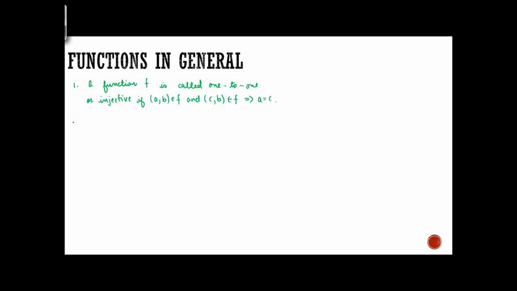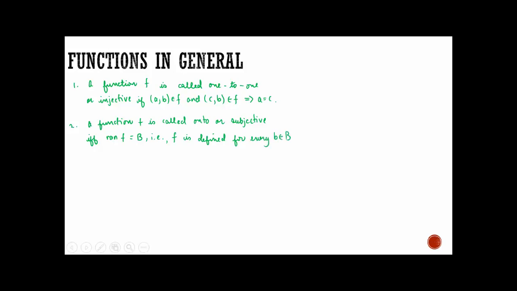Number 2, a function f is called onto or surjective if and only if the range of f equals B, i.e. f is defined for every b in this set B.